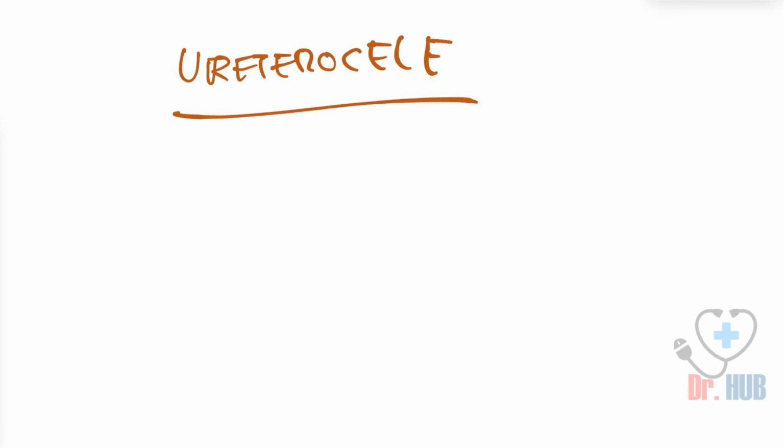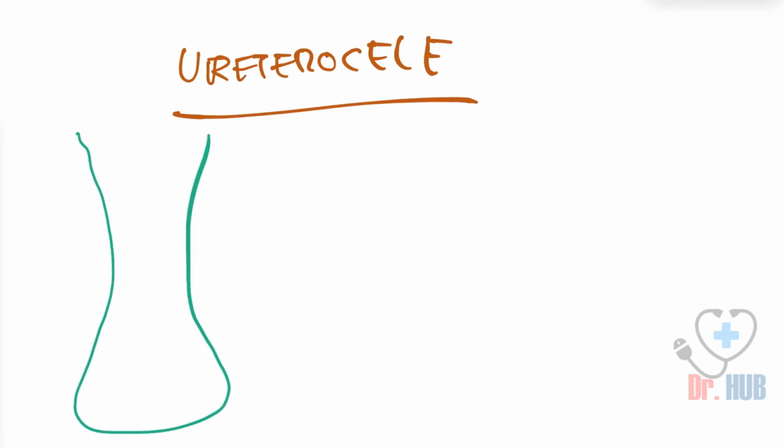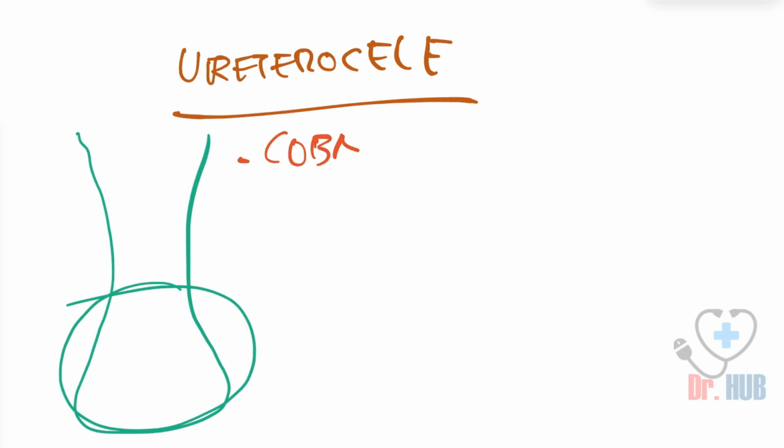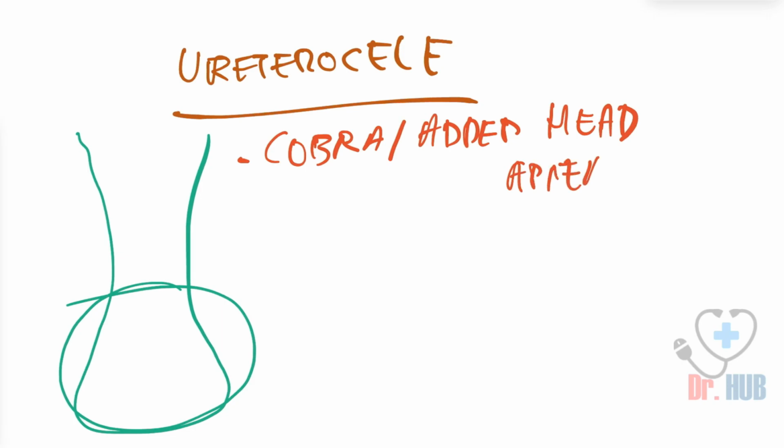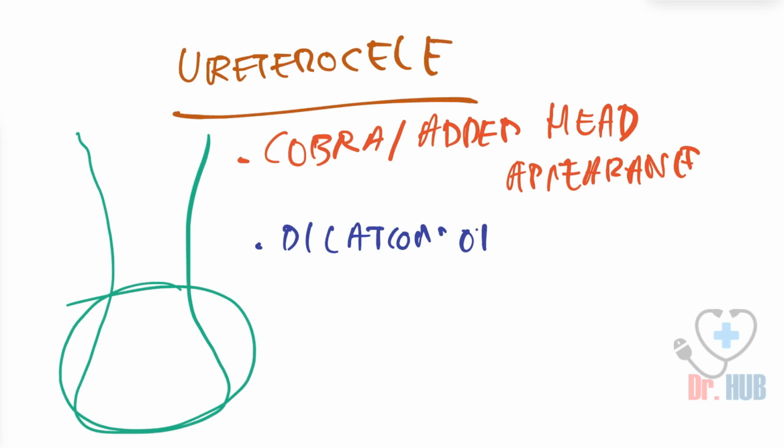Next, the question we asked was, what is a ureterocele? As this is very important, the image should flash in our mind. This is how the ureterocele looks: a cobra or adder head appearance. It also refers to the dilation of the distal ureter.